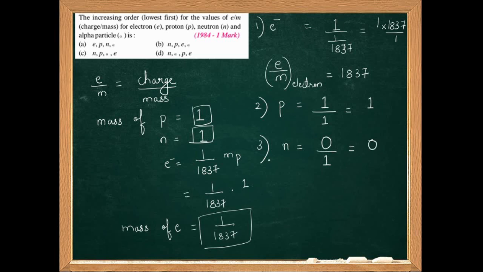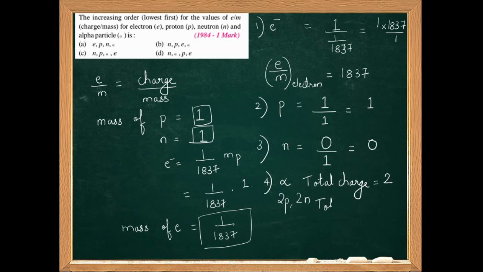So this will become what? 0. And the fourth one that we have is an alpha particle. So the alpha particle has what? Alpha particle has 2 protons and 2 neutrons. Okay. So if I take the total charge, what will be the total charge for an alpha particle? Total charge will be equal to, only for 2 protons, so this will be equal to 2.